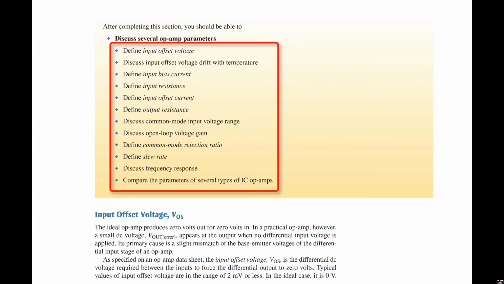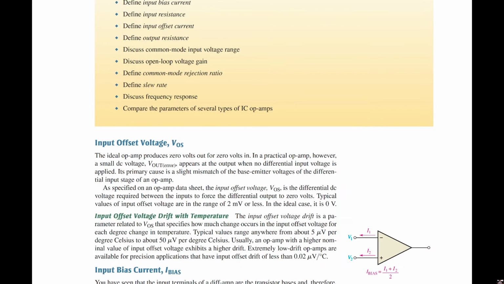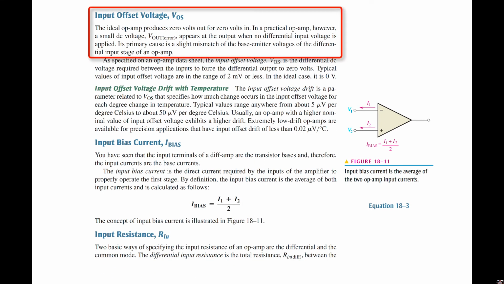We're just going to go through these so you have an idea that they exist. The idea would be for you to go back, read through these carefully, and make sure you have an understanding of them. The input offset voltage, VOS: the ideal op amp produces 0 volts out for 0 volts in.